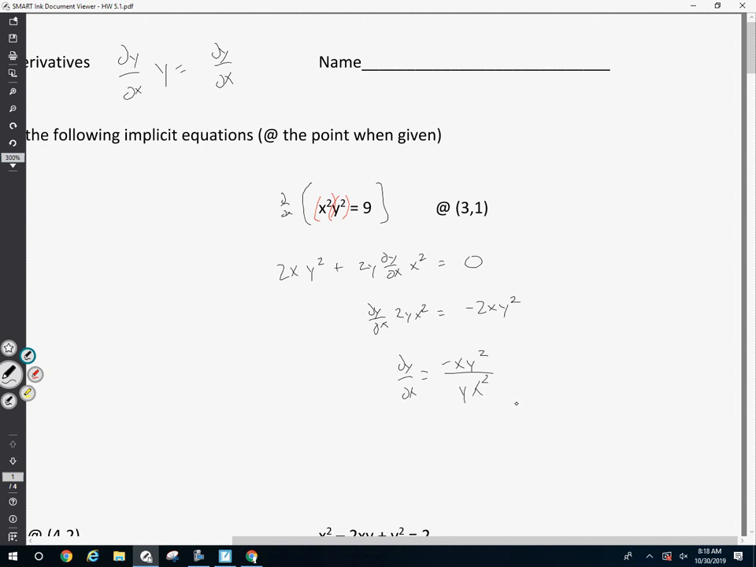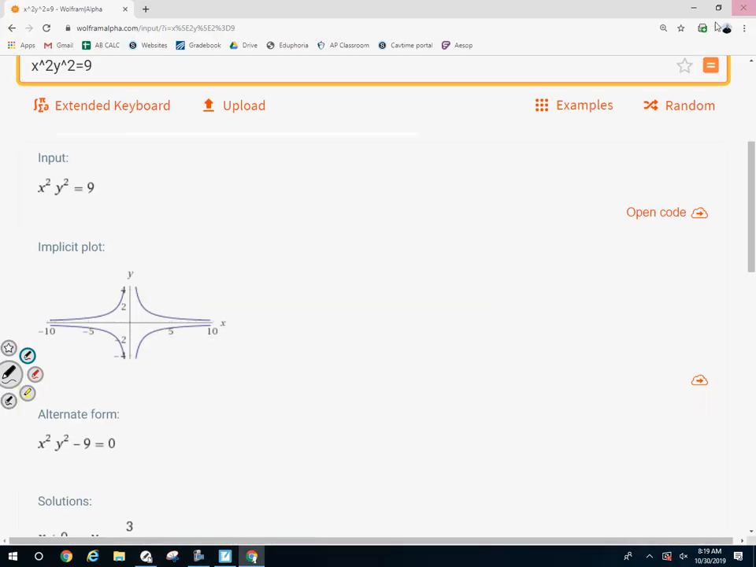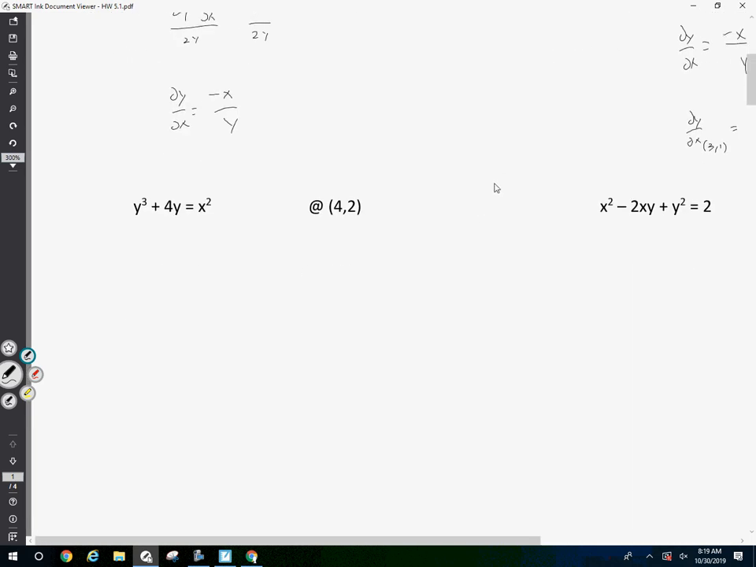Then I'll just say at (3, 1), and that'll equal, proper notation would be dy/dx at (3, 1), and then I'll just write it down here. We have negative 3 times 1 squared over 1 times 3 squared. So this is negative 3 over 9, which is negative 1/3. So this is negative 1/3. And just like I saw, (3, 1) looks like a negative slope. All right, we got another one.